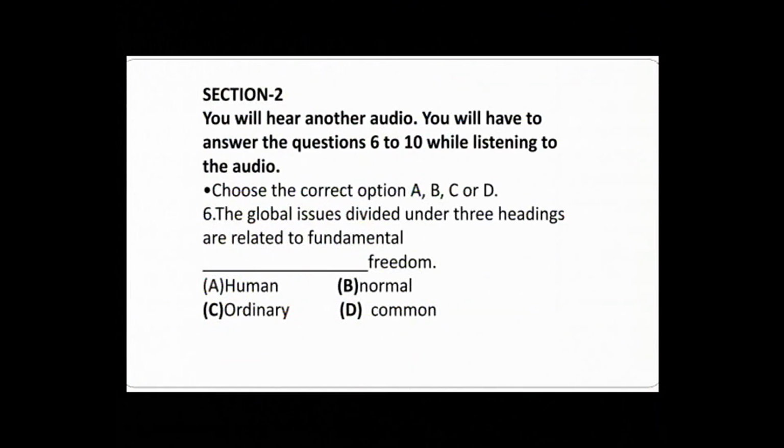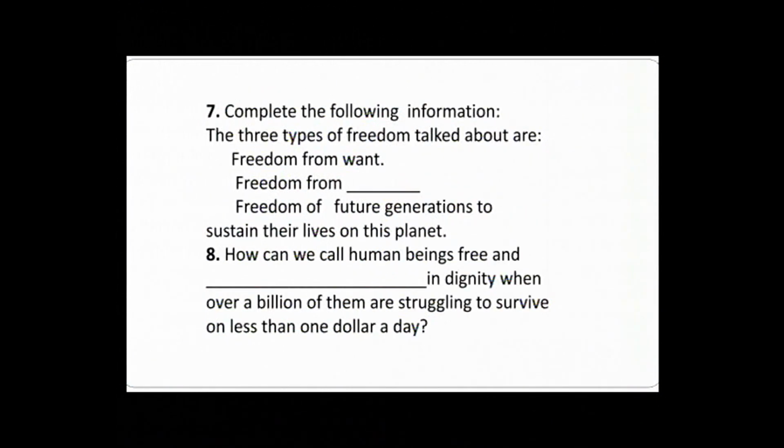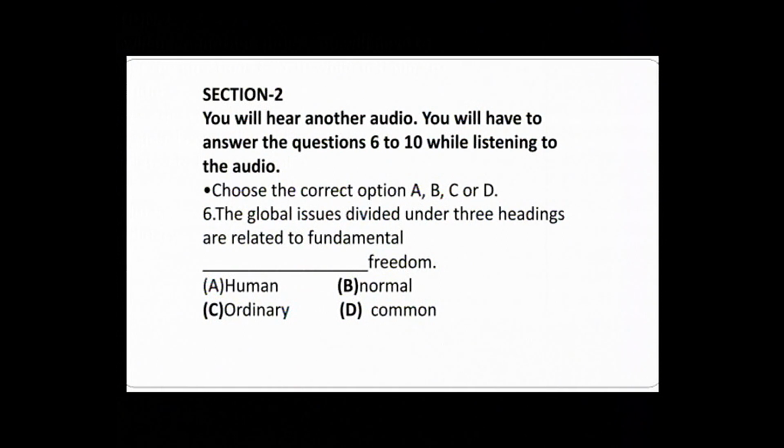Now, before you listen to the second section, please check the question paper carefully and read questions 6 to 10. Now, listen to the audio.